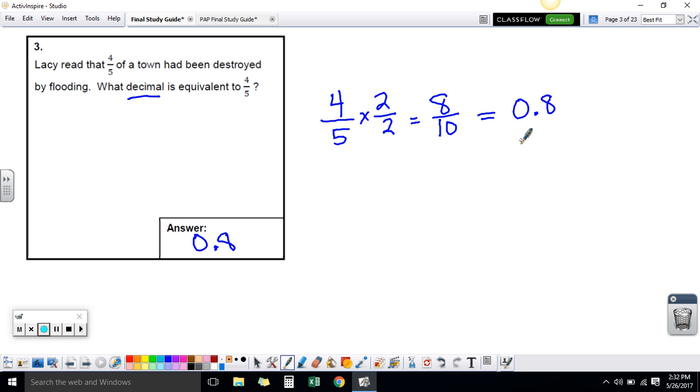Now, if you want to put 0.80, that's fine. If you want to put just 0.8 or 0.80, that all is fine as well because they all are saying the same thing.